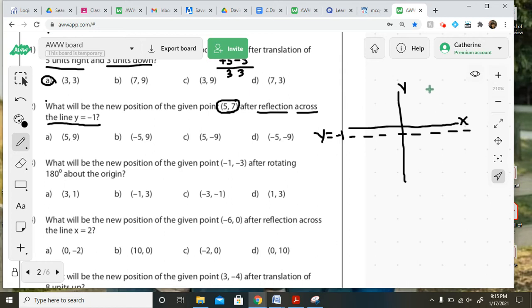If we reflect across the x-axis, our x-coordinate would stay the same. If we reflect across this line, it's right next to the x-axis. Our x-coordinate's still going to stay the same for the same reason that it does when we reflect across the x-axis. So our point 5, 7 is 1, 2, 3, 4, 5. And 1, 2, 3, 4, 5, 6, 7. So I would say it's about right there. We're going to label it 5, 7.